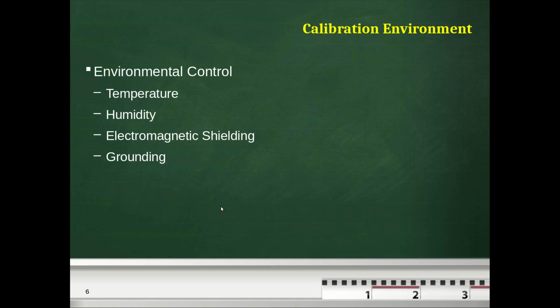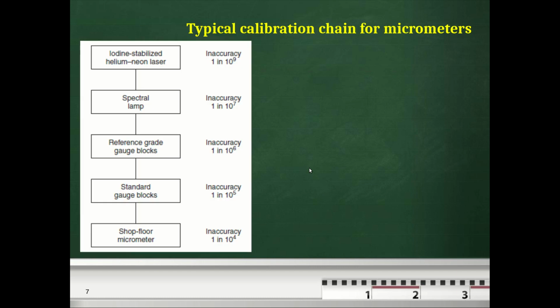For the calibration environment, you should control the temperature, the humidity, the electromagnetic shielding, and the grounding. Because their effect is very high, it should be taken into account and controlled, and it should be written in the calibration certificate.